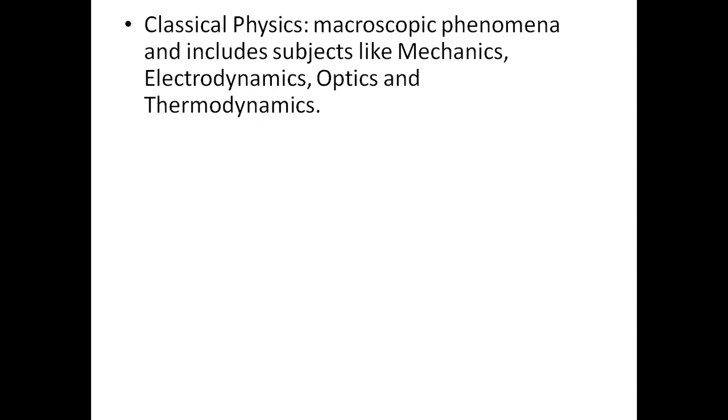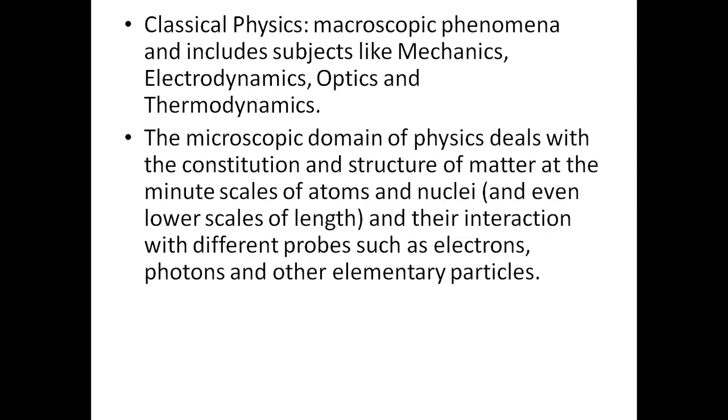So classical physics is a branch of physics which deals with macroscopic phenomena, which includes subjects such as mechanics, electrodynamics, optics, and thermodynamics. The microscopic domain of physics deals with the constitution and structure of matter at minute scales, especially inside an atom, nuclei, cell, and even lower scales of length, and their interaction with probes such as electrons, photons, and other elementary particles. So, how the interaction between electrons, photons, protons occurs.